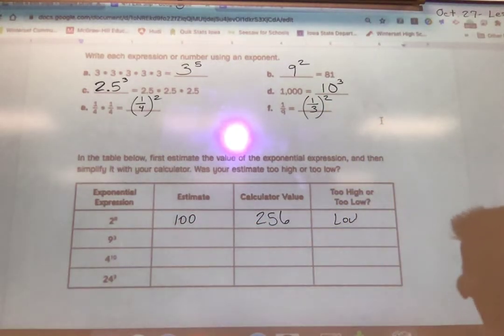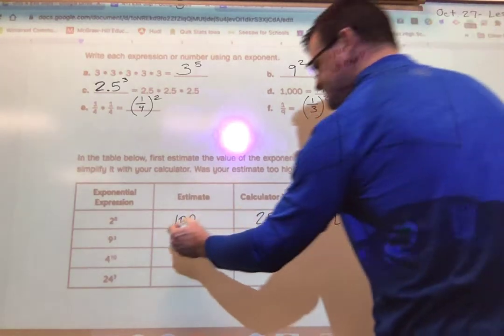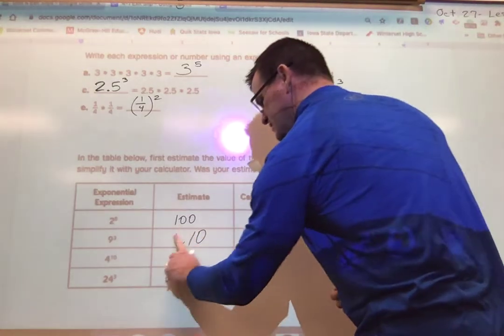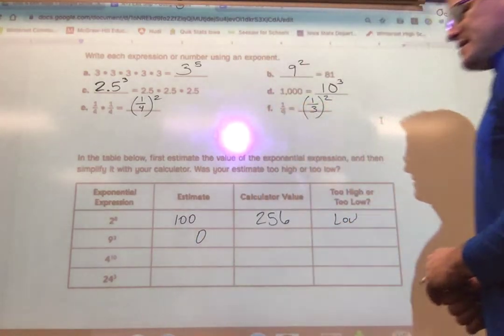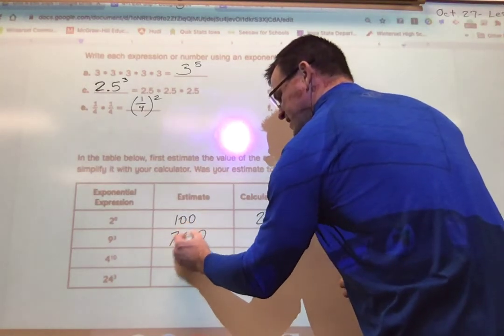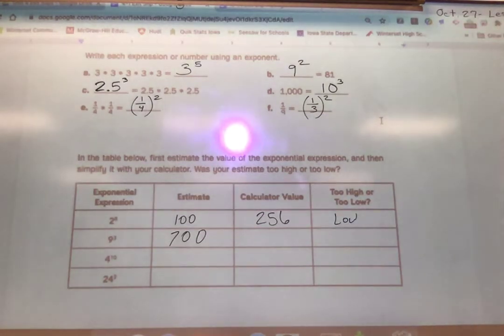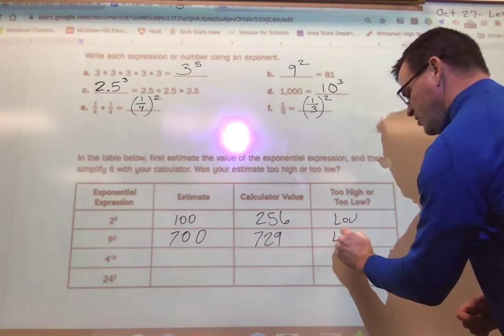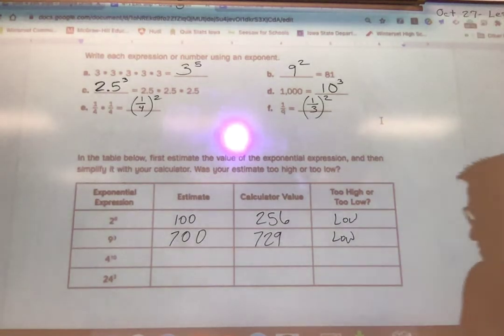9 times 9 is 81. Let's just say 80, and 80 times 9, maybe about 270. Excuse me, I multiplied a little wrong. 9 times 9 is 81, and 8 times 9 should be 72, so maybe about 700-ish, somewhere around there. So when I do 9 to the 3rd power, I believe 9 times 9 times 9 will get 729. Again, I'm a little low, but I can do some mental math and only have to multiply 3 times, so I'm fairly close there.